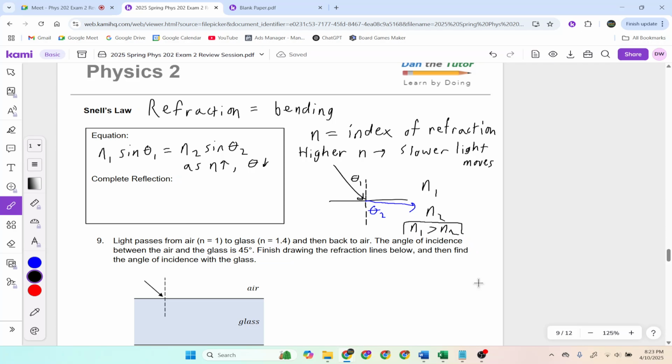Now, one thing you need to know, there is something called complete reflection. This occurs at the critical angle, which is maybe a bit dramatic, calling it the critical angle, but whatever. You get complete reflection first if n1 is greater than n2. This does not happen for the other way around. You need to be going to a lower n value.